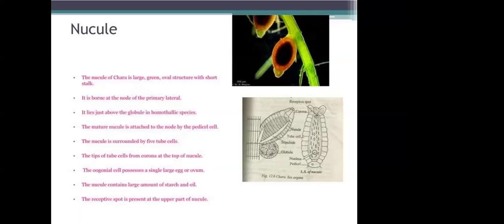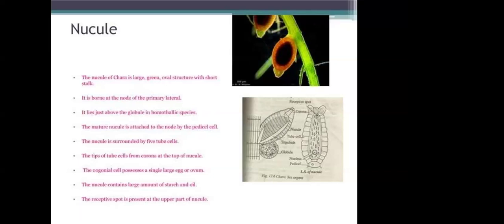The upper tier of 5 cells modifies to function as the corona cells, and these form the corona of the nucleus. The lower tier of cells modifies into the tube cells. The tube cells elongate and spiral twice in a clockwise direction around the oogonium. See, it is spiral. That is the tube cells.